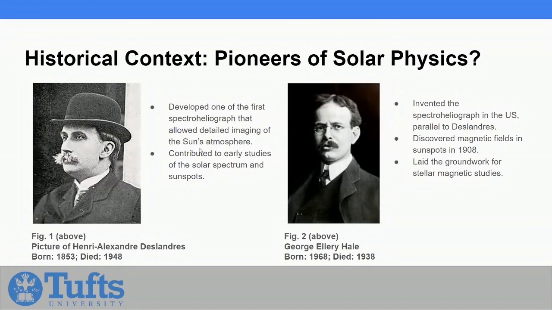In 1908, Hale discovered something really interesting about these sunspots: that they weren't just random dark spots. They were actually areas of really strong magnetic fields, and this was the first time anyone had ever connected magnetic fields with features on the Sun.